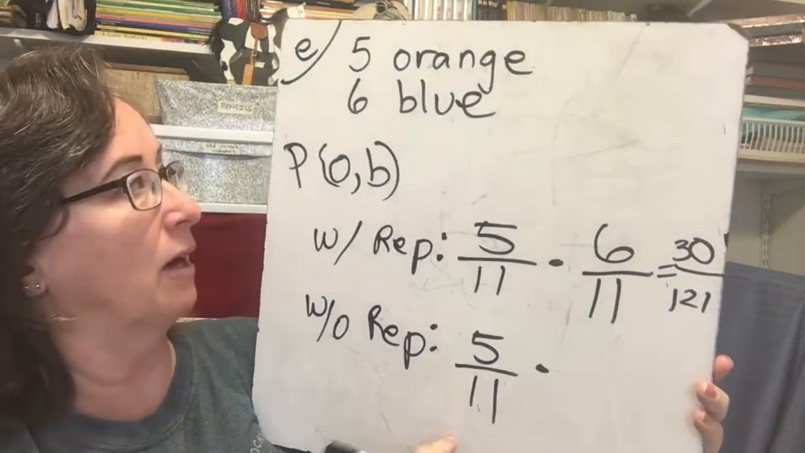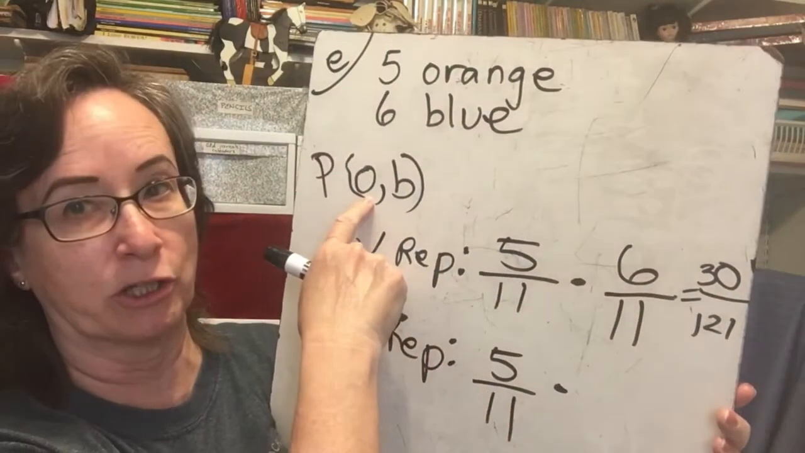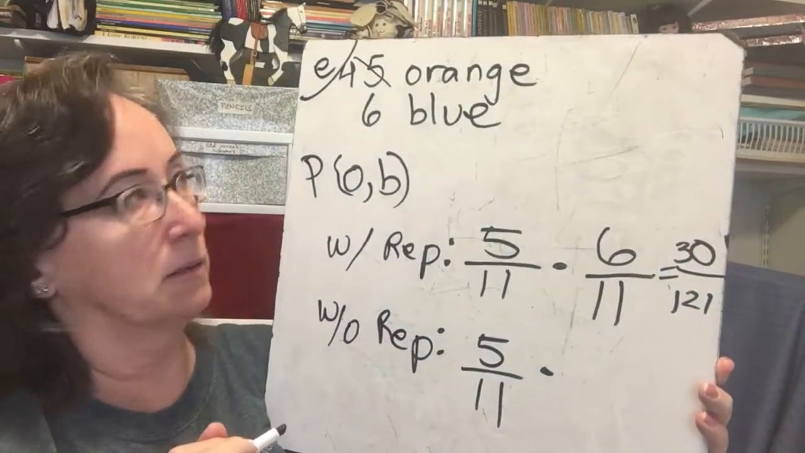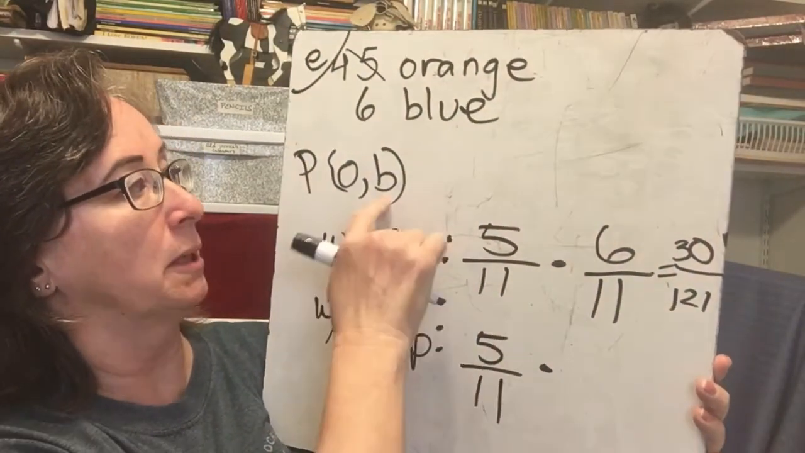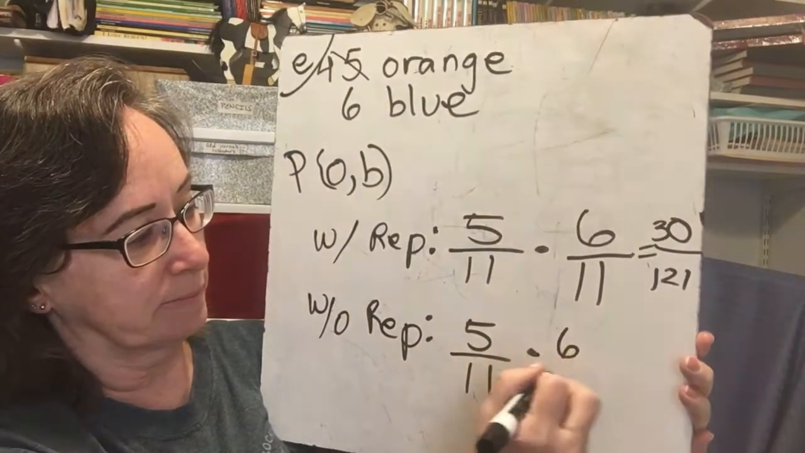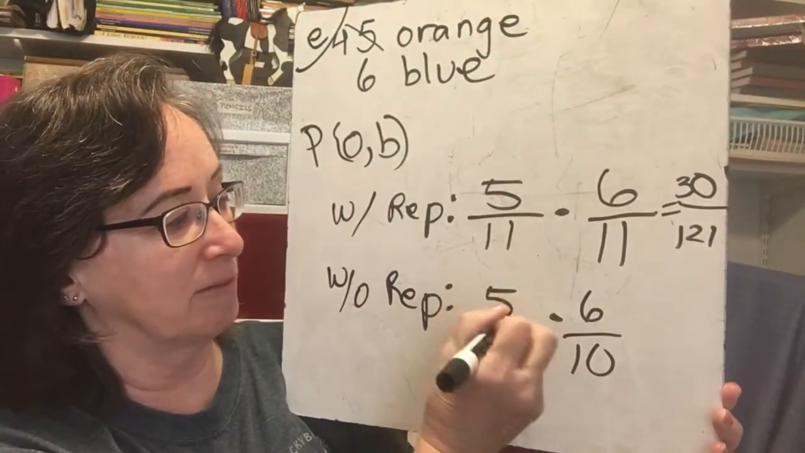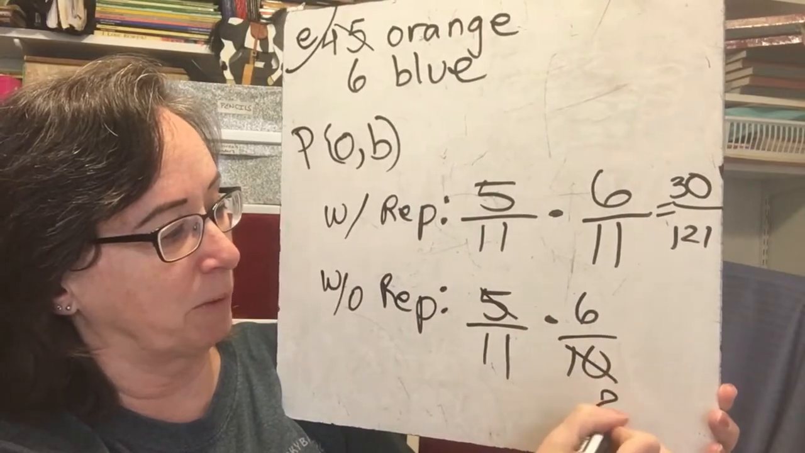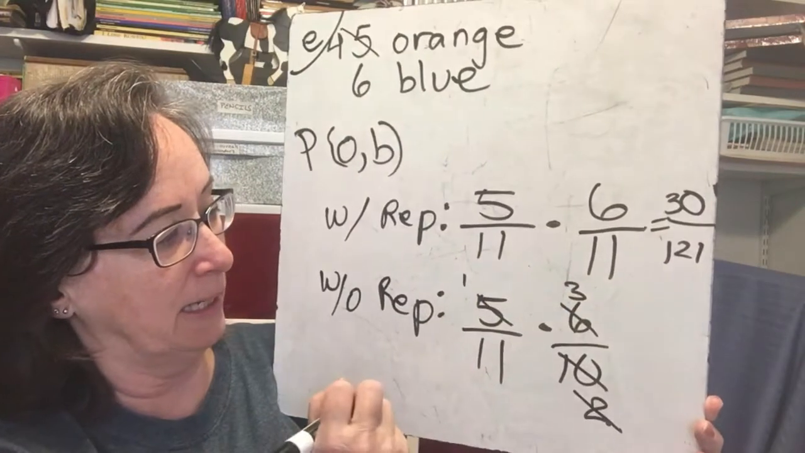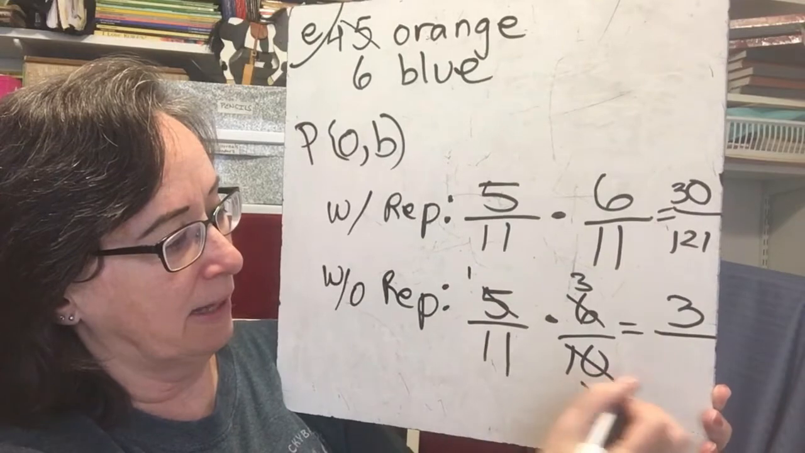The second one, though, I'm looking for a blue, but I did not replace the orange. So the orange is no longer there. So now I'm looking for a blue, 6 out of 10. Okay, so now I've got a 5 and a 10, which would be a 2 and a 1, and a 6 and a 2, which would be a 3. So I wind up with 3 11ths.